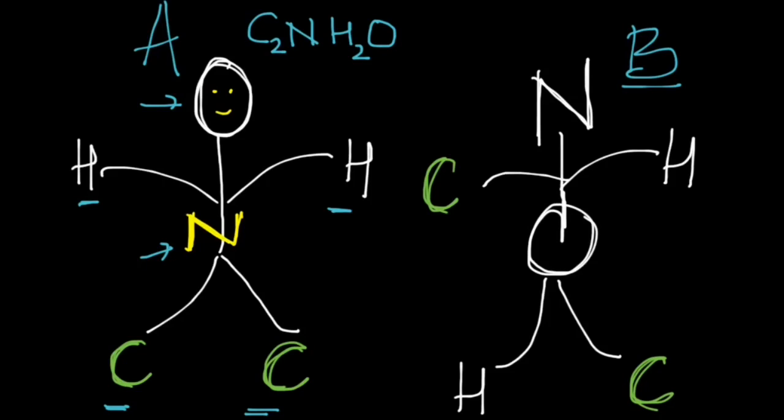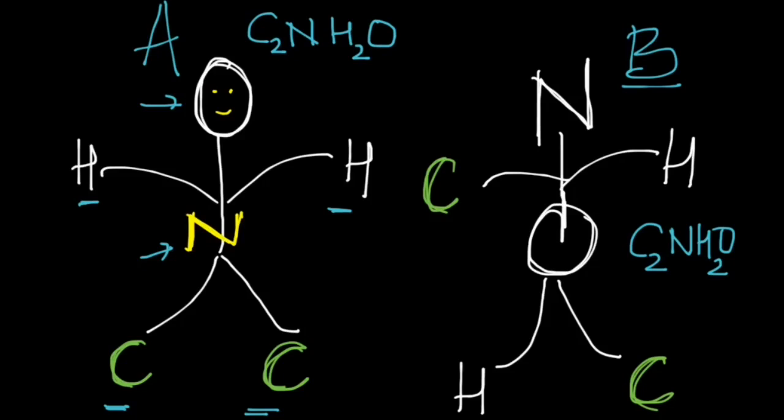Now let's look at brother B. He too has two carbon atoms, two hydrogen atoms, one nitrogen and one oxygen. So his formula will also be C2NH2O. So you can see that their molecular formulas, or the composition of these two brothers, are the same.